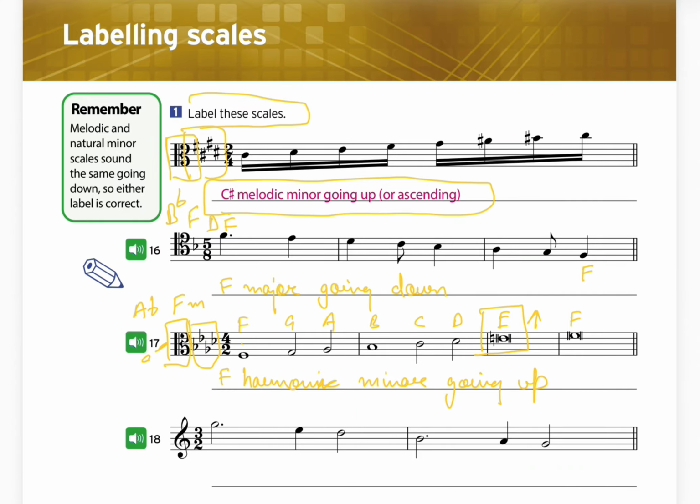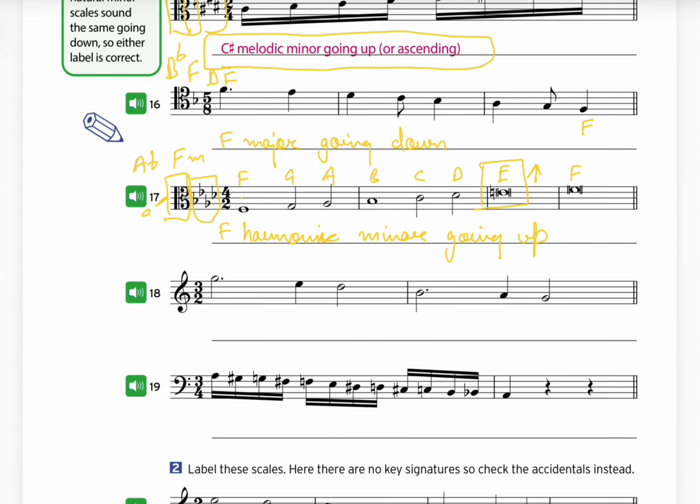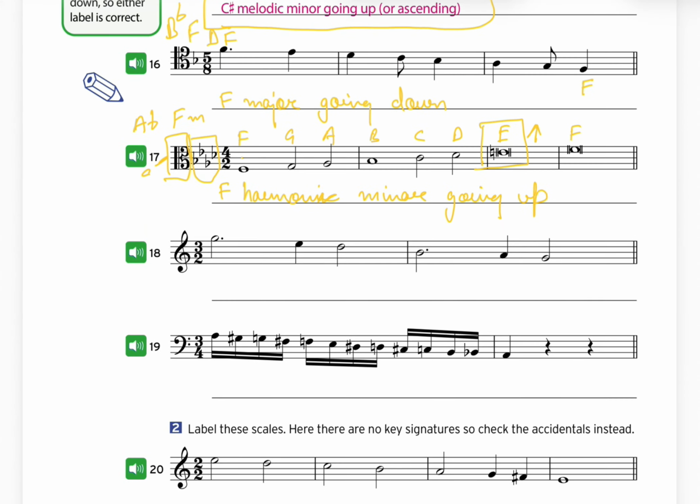Okay, so I hope you understood this. Now let's move to the next one. Now next one is a treble clef, and there is no key signature. So when there is no key signature, that means either it is C major or A minor. Okay, now let's check if this is starting on C or A.